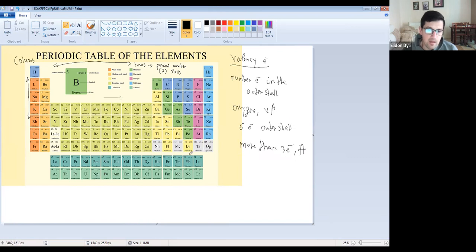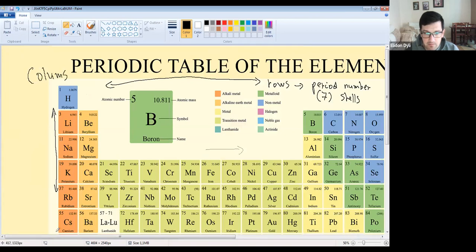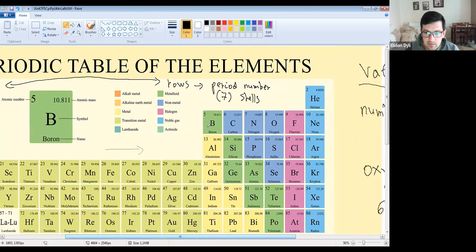But the metals and the non-metals are separated from each other by a zigzag line. I'm going to draw it in yellow here. It doesn't look beautiful, so yes, in black here. This line is where we separate metals from non-metals. On the left we have the metals, and on the right of the periodic table from this zigzag line, we have the non-metals.